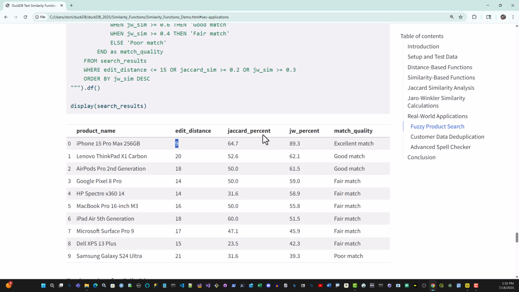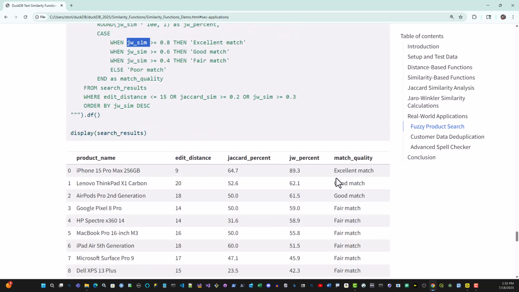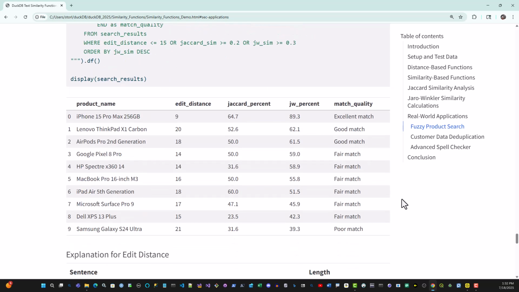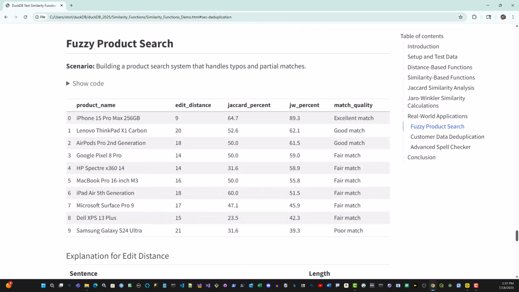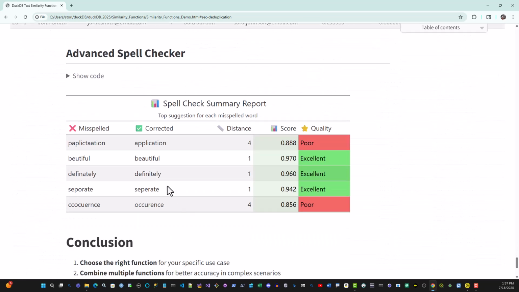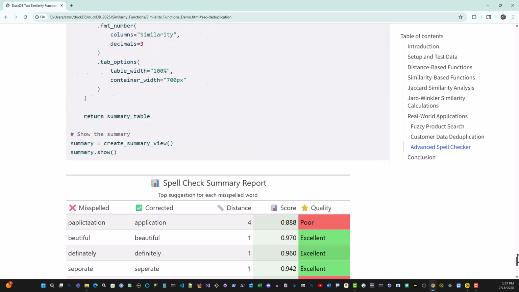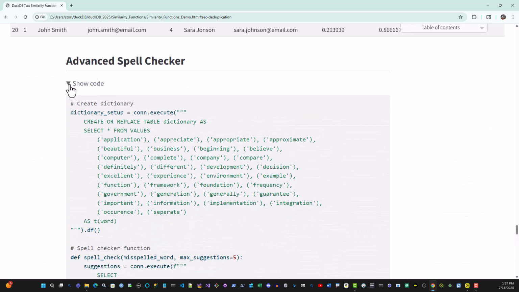And then, of course, the Jaccard percentage and the Jaro-Winkler percentages are computed here. Those formulas are a little more extensive to calculate, but we went through them in great detail above. And as you can see, this first one is an excellent match when you're using the Jaro-Winkler. So that's one way you can use these functions, a fuzzy product search application. You can look at customer data deduplication. And there's also an advanced spell checker, so you can read into this code. There's quite a bit of it here, but I'm not going to spend all the time on this. So that's something you can look at yourself if you're interested.